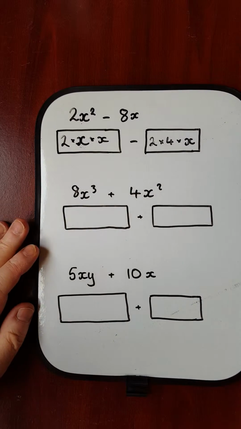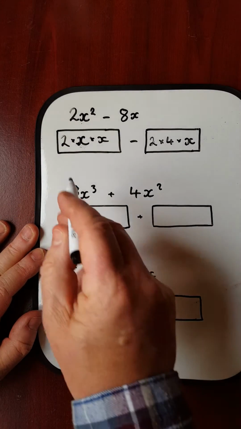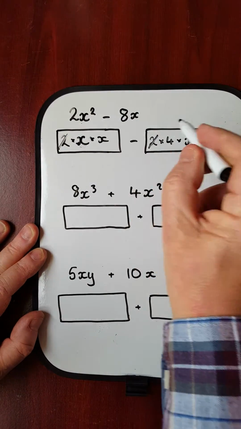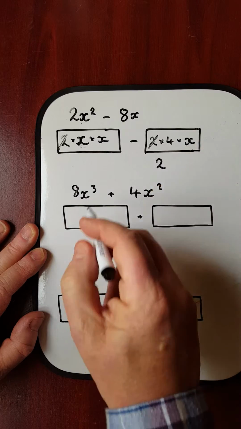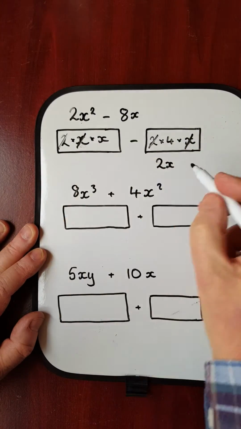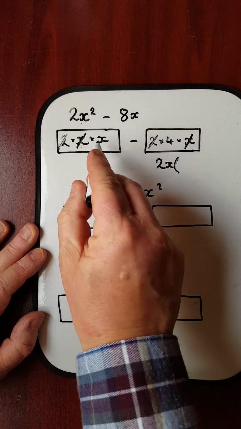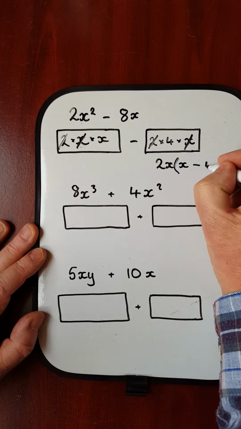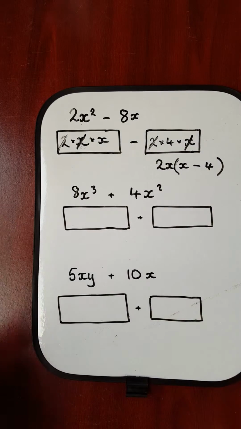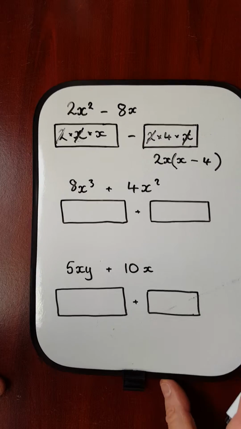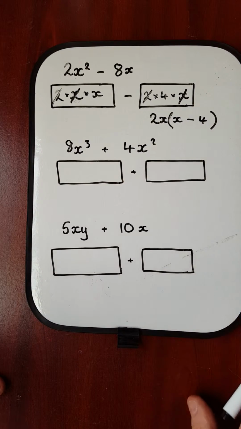So let's have a look what we're going to get here then. Over in the first box, compare it. We've got a 2. We've also got an x. Nothing else matches, so open the brackets. Remaining on this side, we've got an x minus, and over on this side, a 4. Okay, it's factorised. It's done. Completely finished. Let's keep going.